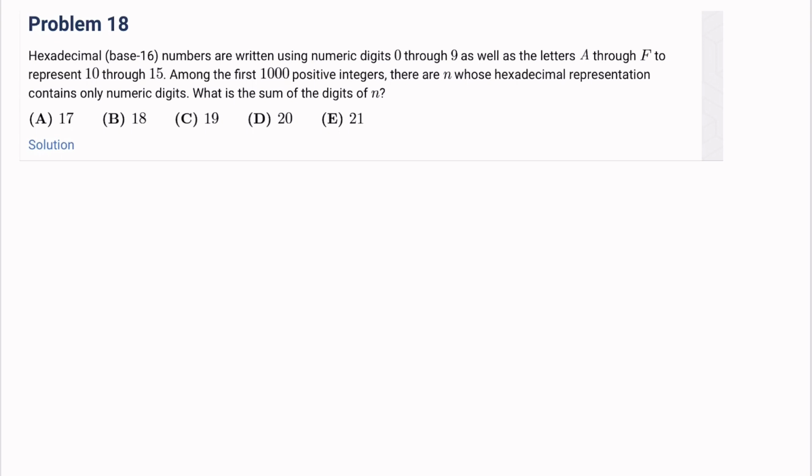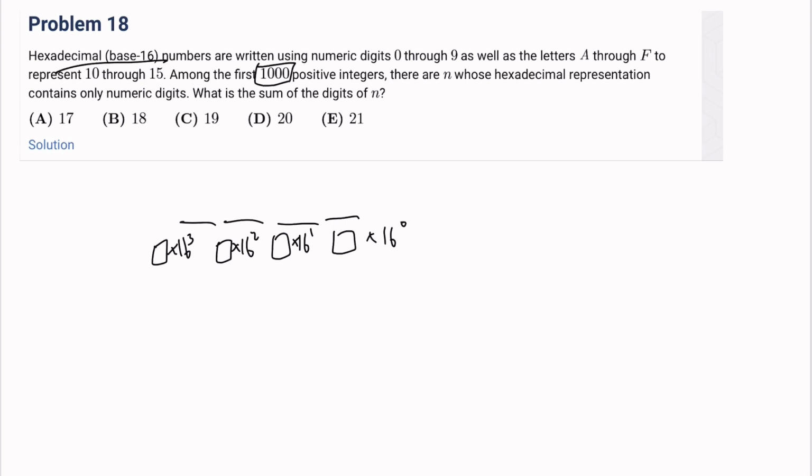Okay, so we have base 16 numbers, and first we have to find out, since this is base 16, its digits will be something times 16 to the 0th power, something times 16 to the 1st power, something times 16 to the 2nd power, something times 16 to the 3rd power, right? And so first we need to figure out what 1000 would be in base 16, because that would set our kind of upper bound, right?